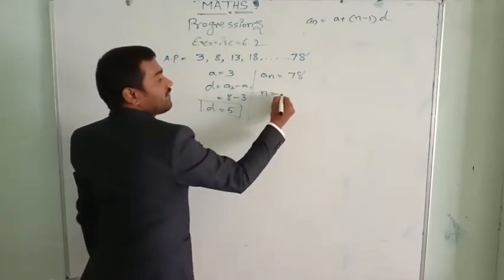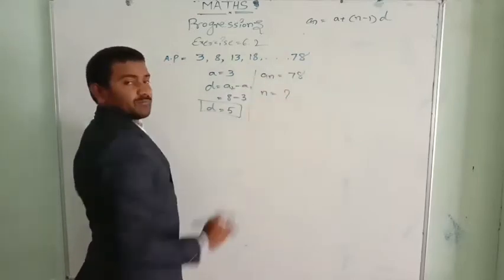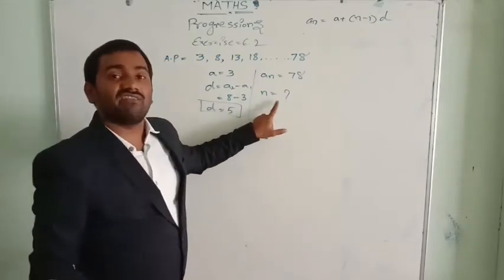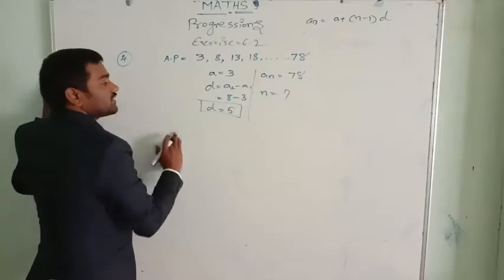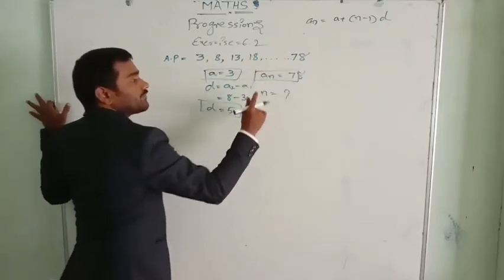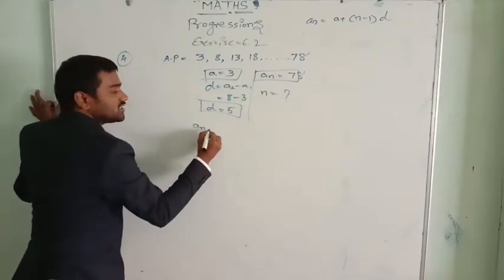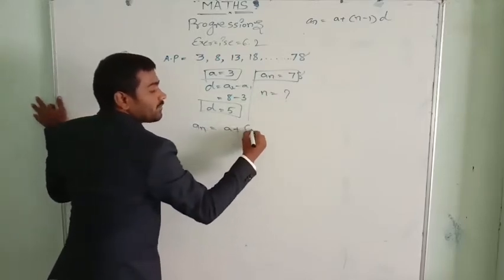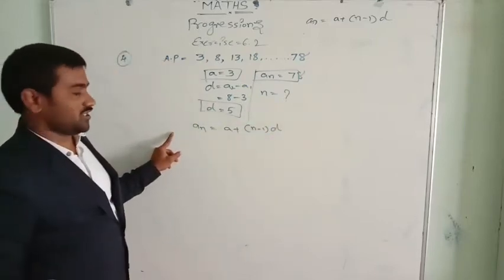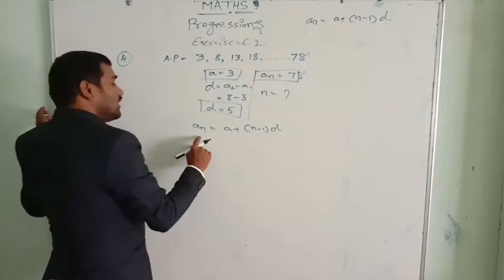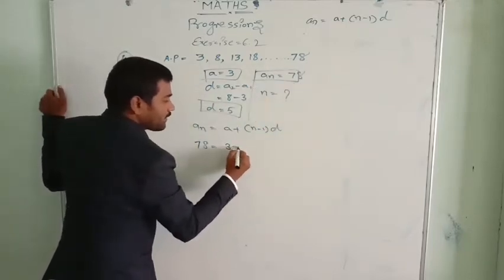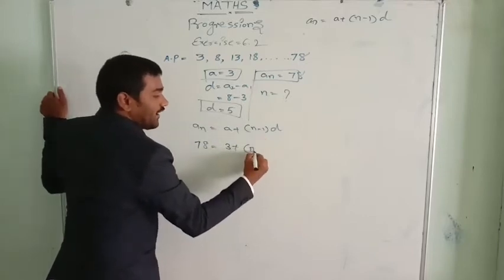Here N equal to what? Which number of term is it? N is the number of the term. N value we need to find. When you have the A value, D value, and AN value, we can find out the N value by using AN equal to A plus N minus 1 into D. This is the formula for the nth term of an arithmetical progression. So AN value is 78, A value is 3. N value you need to find out.